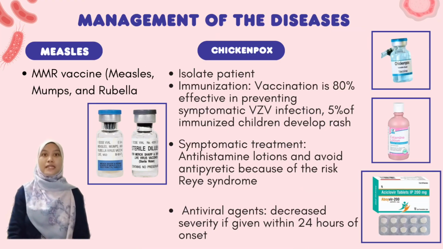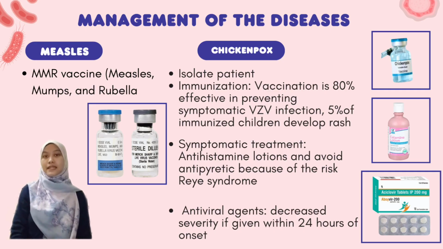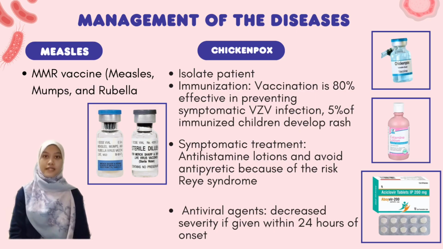Apart from that, I will explain the management of the disease. The most important prevention for measles is immunization with the MMR vaccine, which protects against measles, mumps, and rubella. Vaccination is highly effective in preventing infection and reducing the spread of the disease.